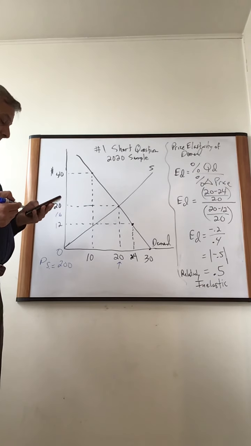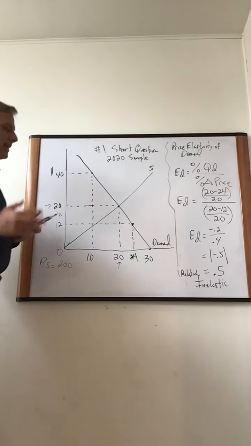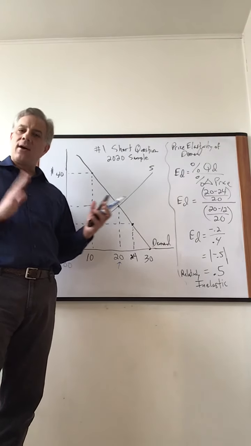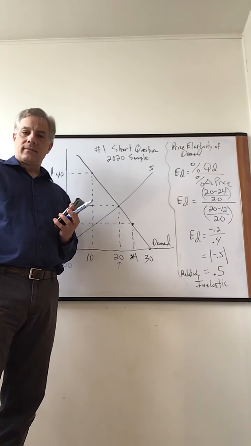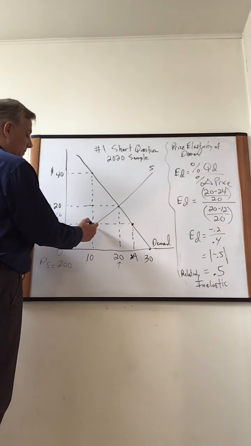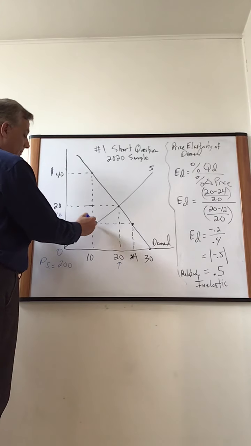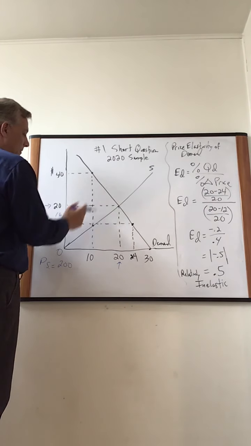If instead the government restricts market output to 10 units, calculate the dead weight loss, show your work. So it doesn't matter how they restrict output to 10 units. If they restrict output to 10 units by taxes or quotas or whatever, well, now we're here.